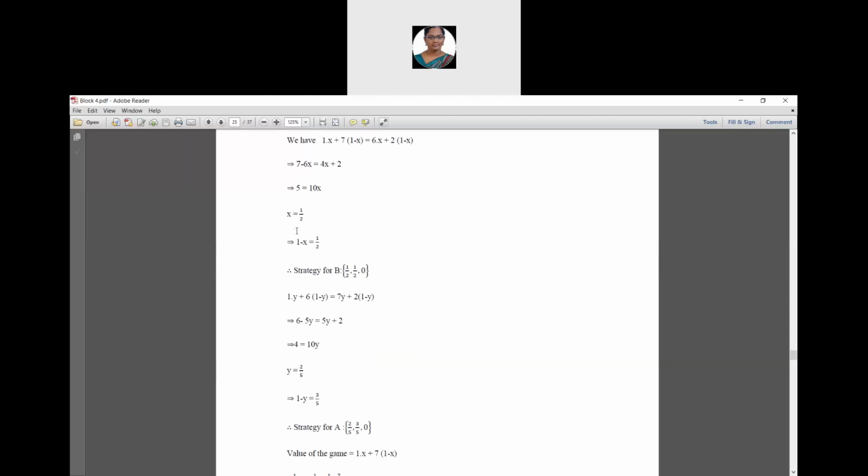Put this x value in 1 minus x. So 1 minus x is equal to half. Therefore, the strategy for B is half, half, and 0.